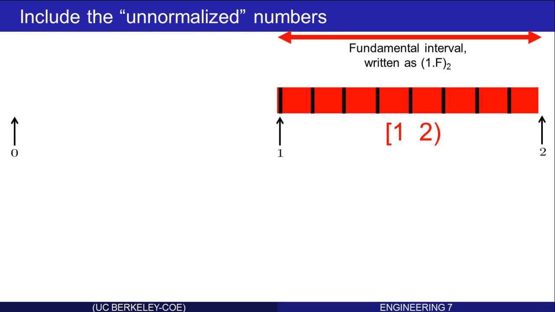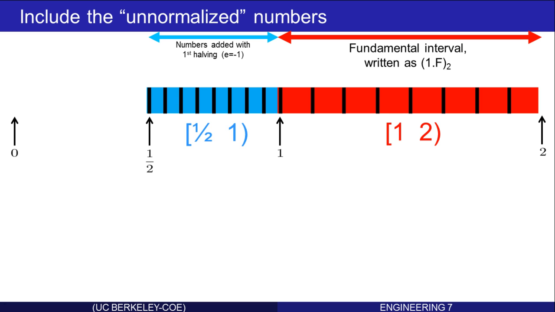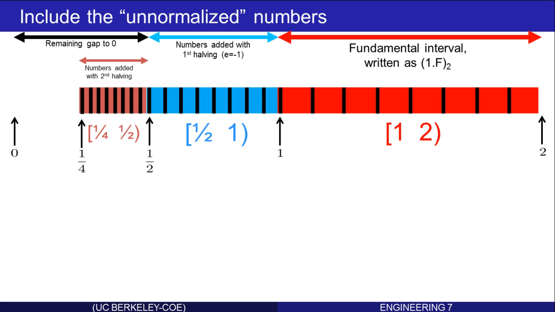How do unnormalized numbers get included? Let's look and see the process as we have the intervals. There's the fundamental interval, written as 1.f. That takes us from 1 to just less than 2. Next, include the first halving of that interval, in other words, e = -1. This is the remaining gap to get down to 0. In order to close that gap, do another halving, e = -2. Here are the numbers that are added with e = -2. It's getting closer to 0, and there's the gap.